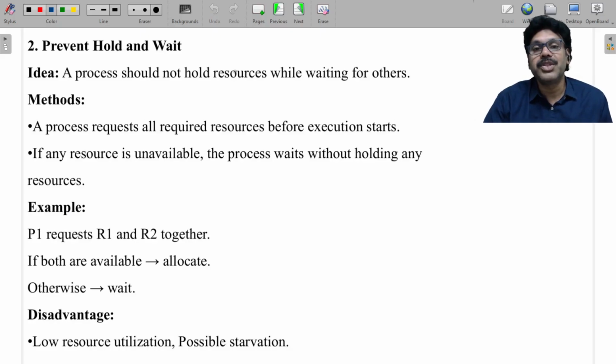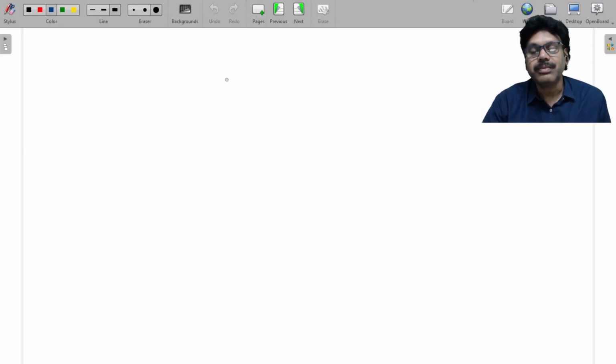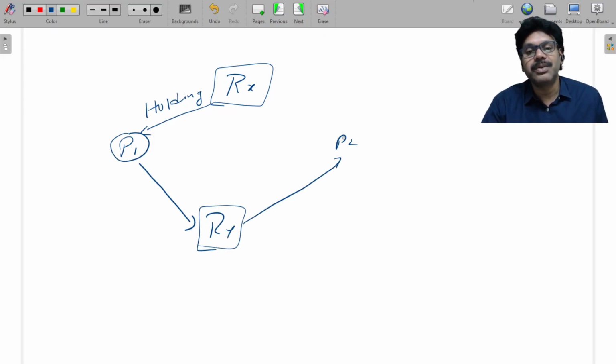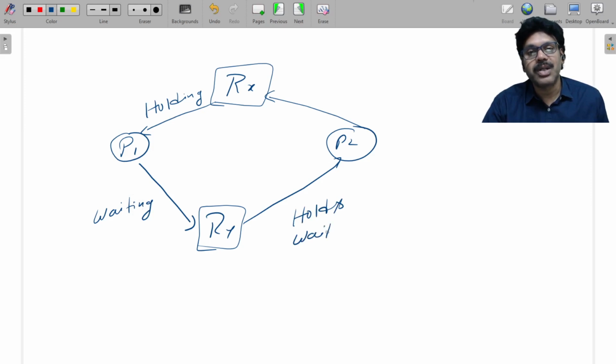The second one is prevention of hold and wait. What is the hold and wait concept? There is a resource X, a process 1 and a process 2. Resource X is given to process 1, which is holding it. P1 holds resource Rx and is requesting Ry, but Ry is already given to P2. In this case, P1 is going to be waiting. This is the meaning of hold and wait, one of the characteristics needed to form a deadlock.